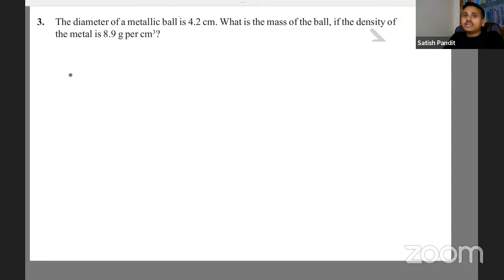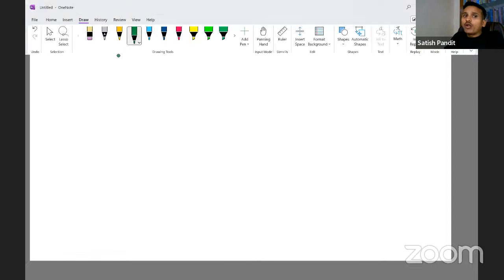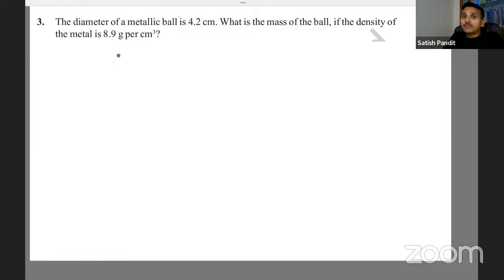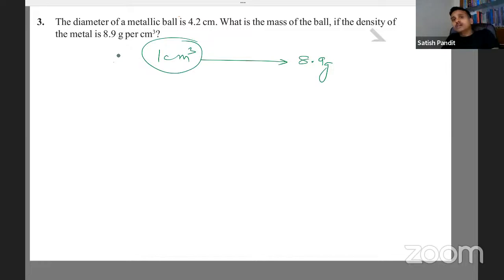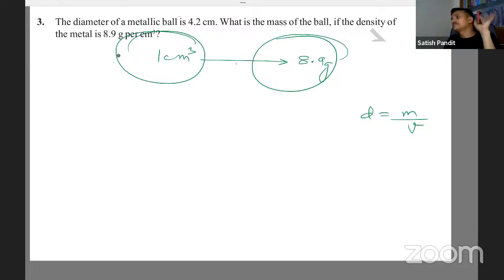Now see, they want the mass of the metallic ball if the density is 8.9 gram per centimeter cube. That means for 1 centimeter cube of volume, this is the mass. What is density? Density is mass by volume, right? You have studied. That means for this much volume, this is the mass.